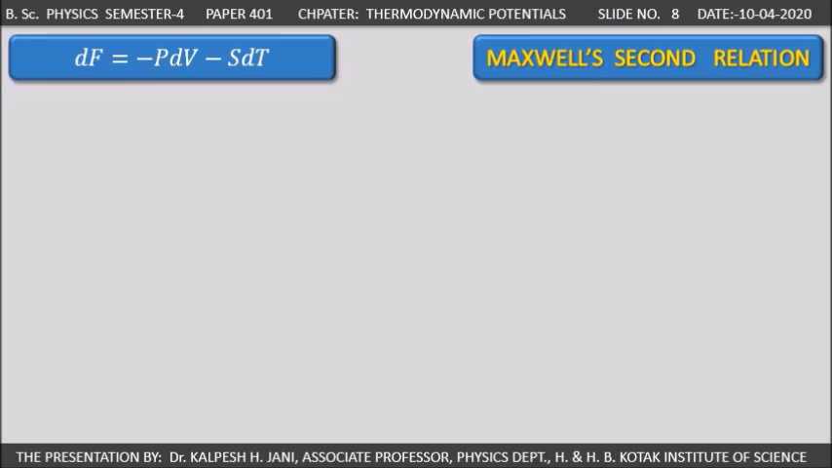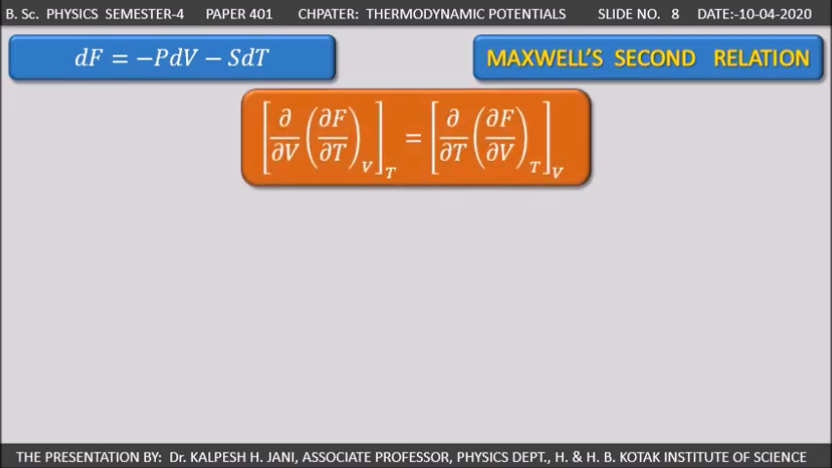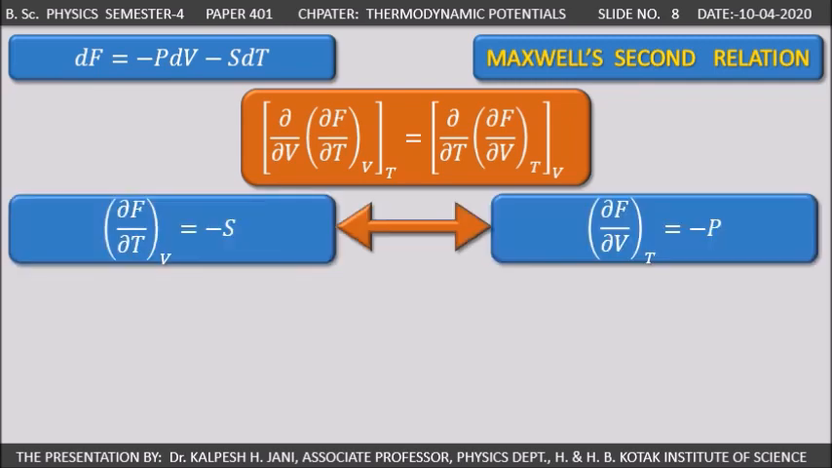We know that dF is equal to minus PdV minus SdT, as we have seen in the previous slide, and we have to take the second order differentiation of F. Now let us proceed first to take the first order differentiation of F with respect to T and V. If we take the first order differentiation of F with respect to T, del F by del T at constant V is nothing but minus S, as can be seen. And if you take the first order differentiation of F with respect to V at constant T, it is equal to minus P, as can be seen from the equation.